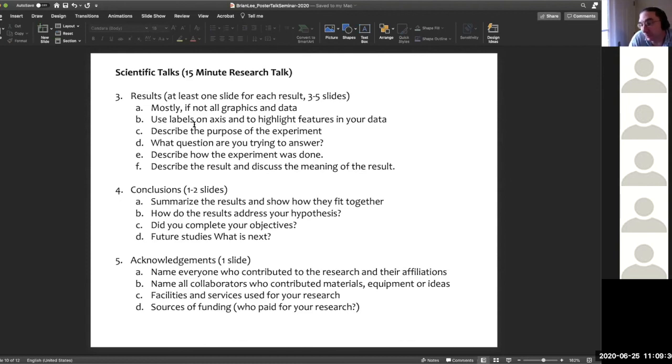If you had to use equipment that was in another lab, include an acknowledgement for that. If you talked to another professor and he gave you some ideas that were helpful in accomplishing your research, include that in the acknowledgements. Then you also want to include facilities and any services that you use for research. For instance, if you did DNA sequencing as part of your research, include what facilities you used for DNA sequencing. And then also you need to include sources of funding. Who actually paid for the research? If you're paid a stipend, who paid you to do the research? So make sure you include that in that last slide.